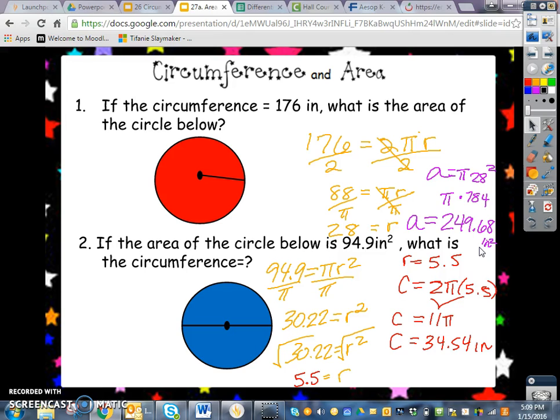You have to start where you are, like what is given to us, and figure out where it's asking you to get to. Okay, and then you find the relationship with the radius to help you get there.